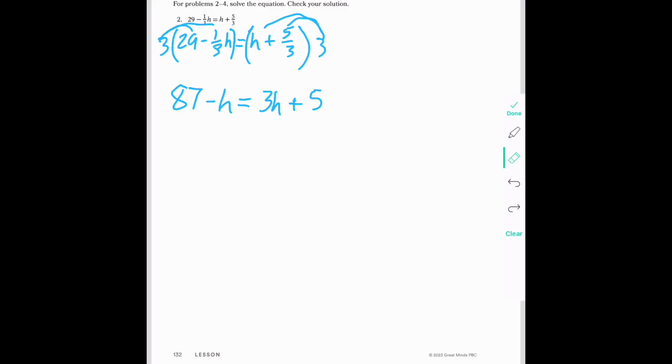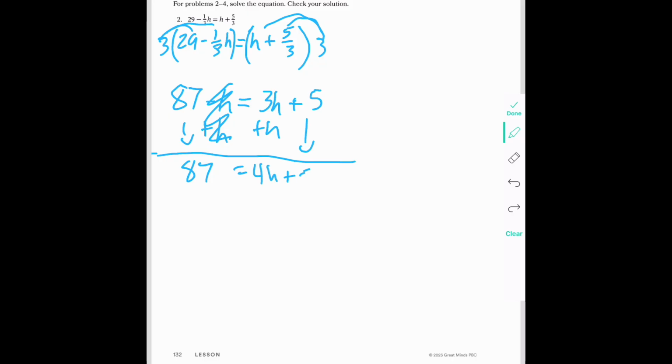It's better to get rid of this negative h because to get rid of it, we have to add. And remember, we want to keep things positive. So that'd be a plus h on both sides. This goes away. We still have a positive 87 over here. Equal sign stays in the middle. 4h. Bring down this plus 5.